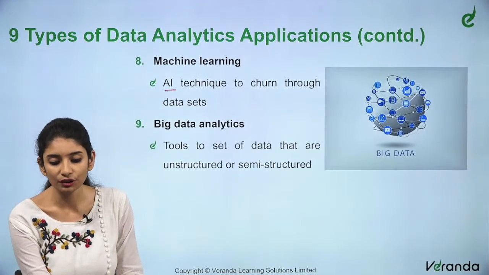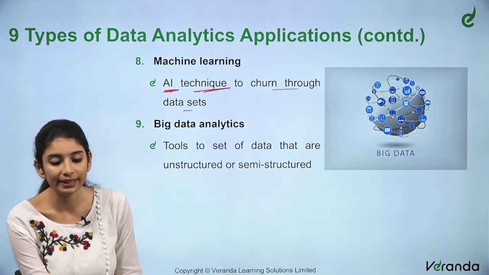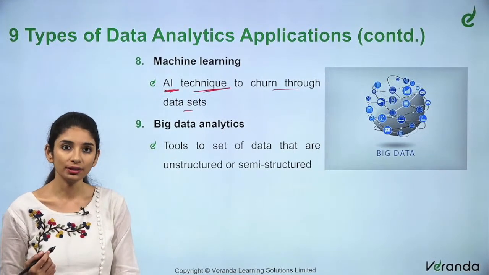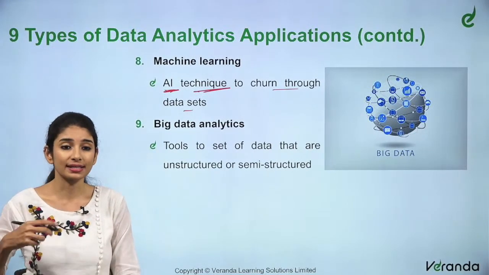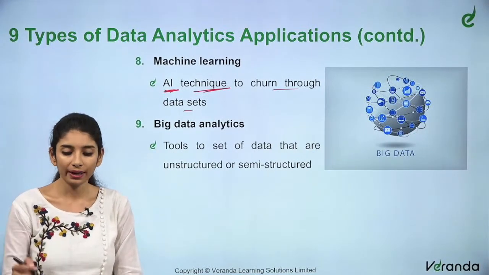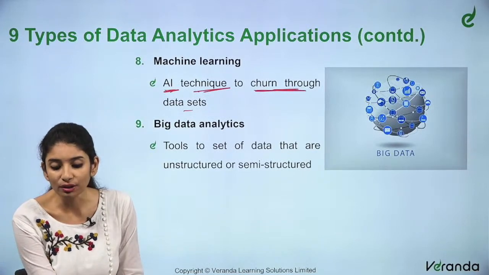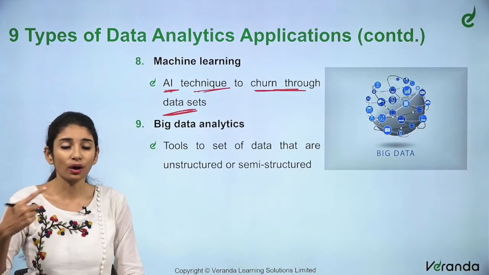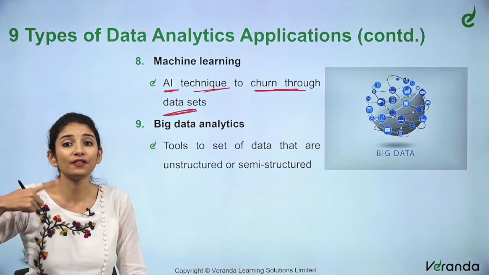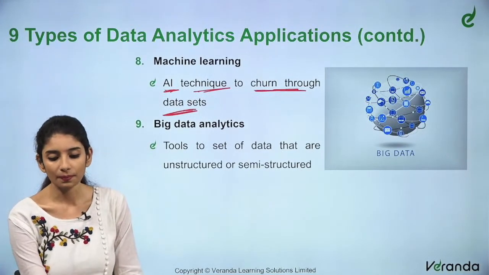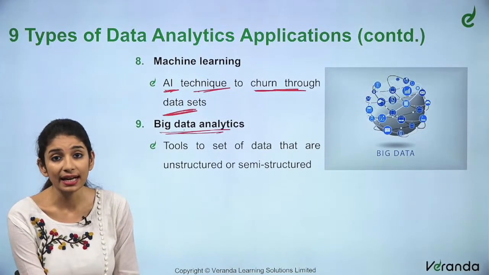Machine learning is the artificial intelligence technique to churn through the data sets, which means that machine learning is the machine's ability to learn by itself, by churning through the data sets. By going through a lot of data, by understanding a lot of data, it kind of self-learns. It's a self-study. Then we have big data analytics.